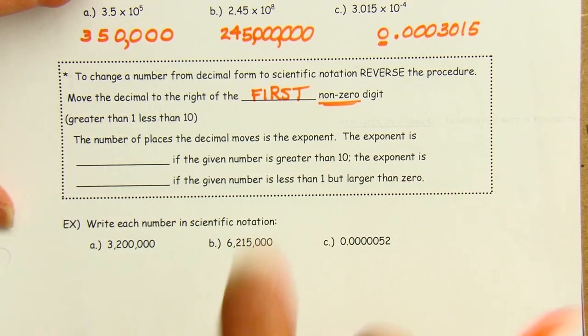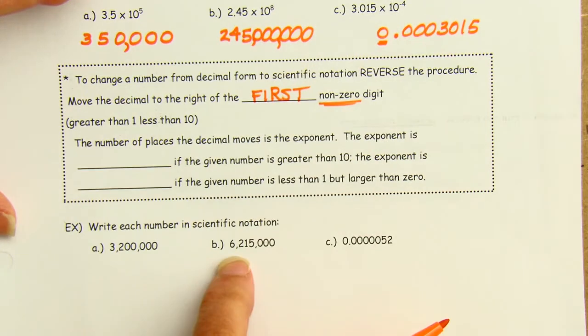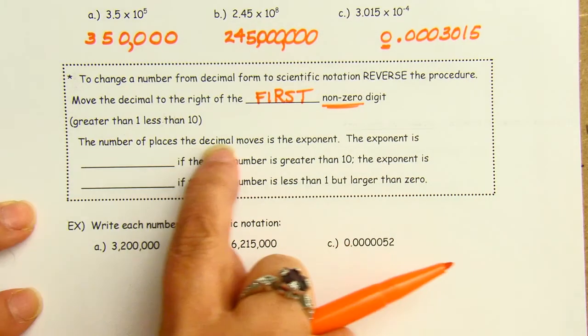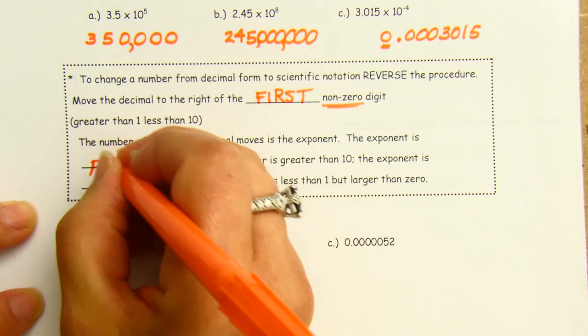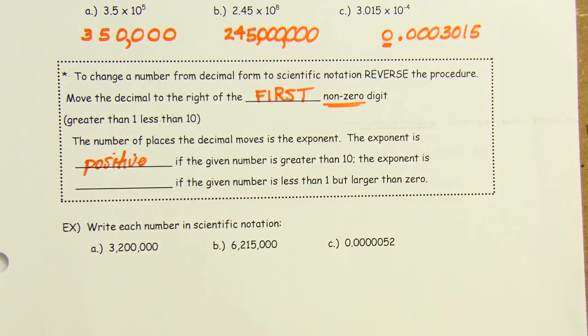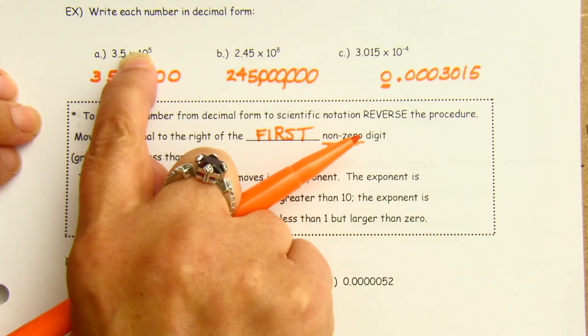Before, they gave us the exponent and asked us to turn it into decimal form. Now we're going to put it in scientific notation, so we have to figure out what the exponent is. The number of places that the decimal moves is the exponent. The exponent is positive if the given number is greater than 10. Look at this. This number is greater than 10, and the exponent there was positive.